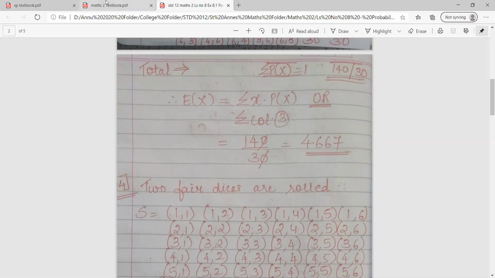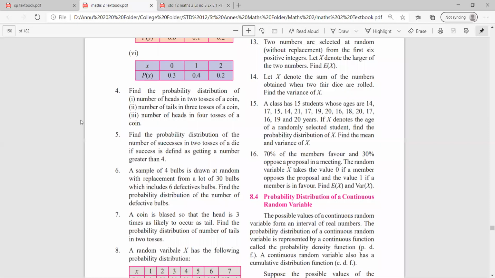So I hope you all followed sum number 13, class. Moving on to the next sum, sum number 14. Let X denote the sum of numbers obtained when two fair dice are rolled. Find the variance of X. Now this sum you have already done, class.